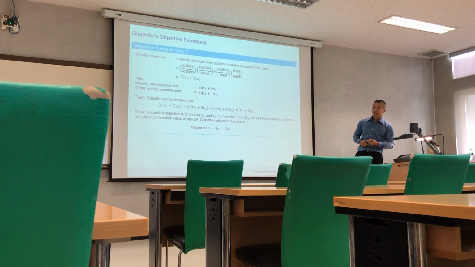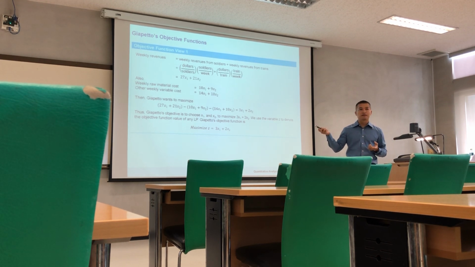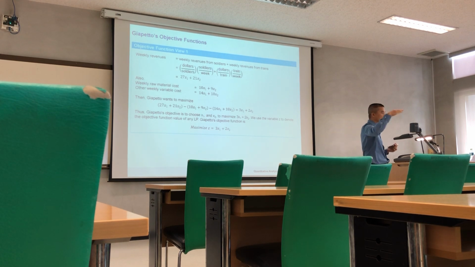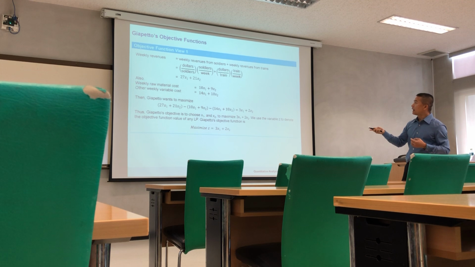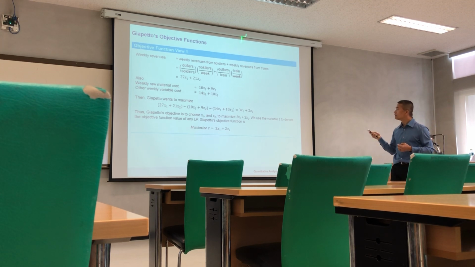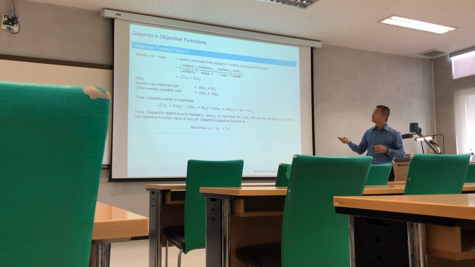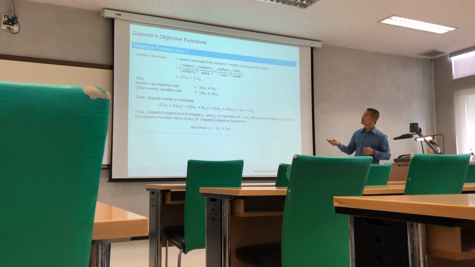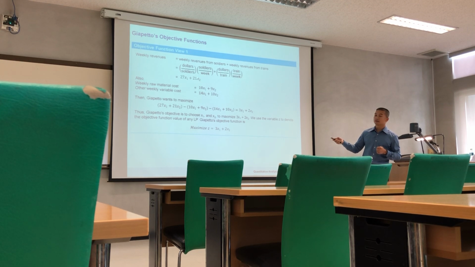Okay, let's see. To get our objective function, let's look at each term step by step. Our weekly revenue: we have weekly revenue from soldiers and revenue from trains. The soldier will be sold for $27 and the train for $21. So that is the revenue.